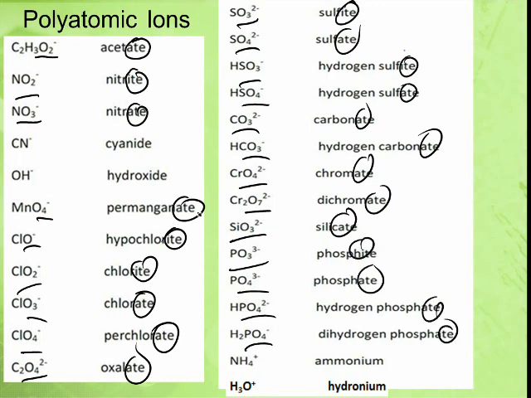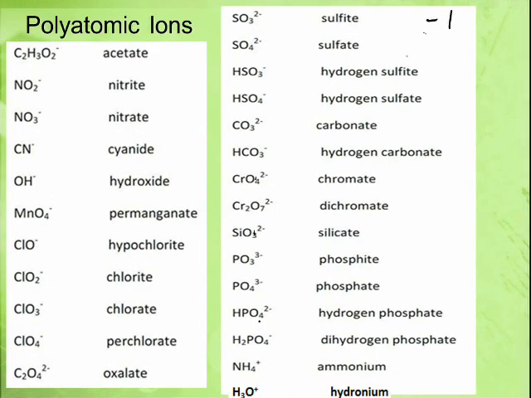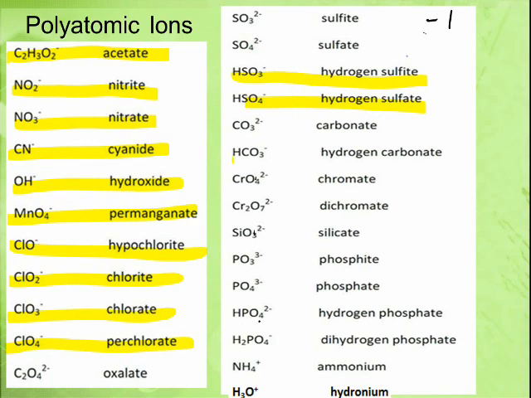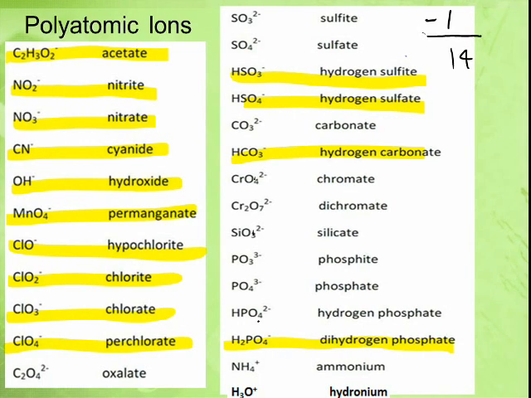And they're all negative except for these two. And most of them have negative one charges. So let's look at the charge of negative ones. There's one, two, three, four, five, six, seven, eight, nine, 10, 11, 12, 13, 14. So 14 negative one polyatomic ions.